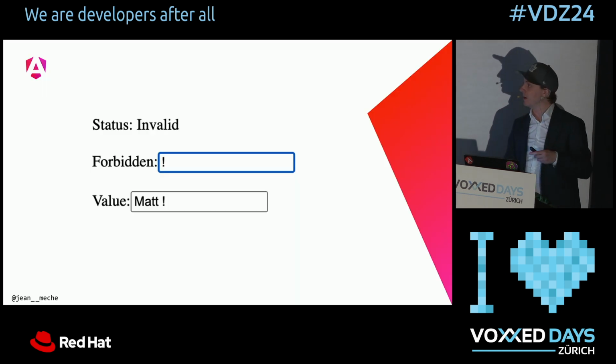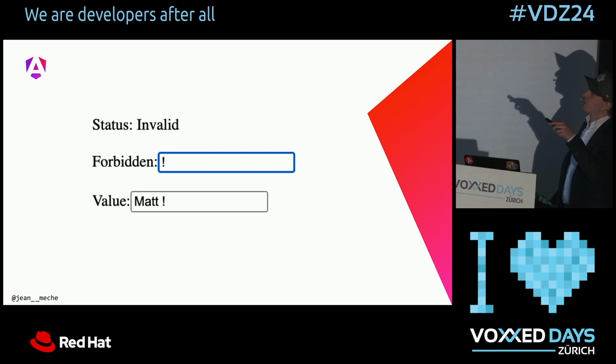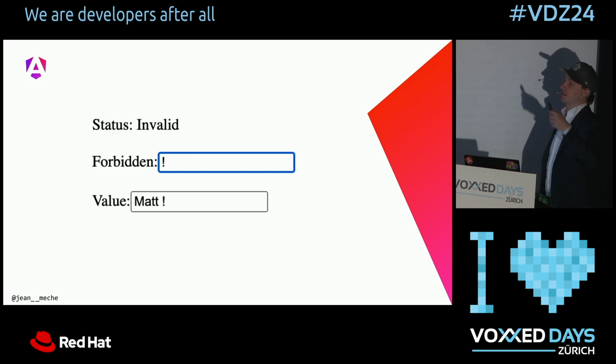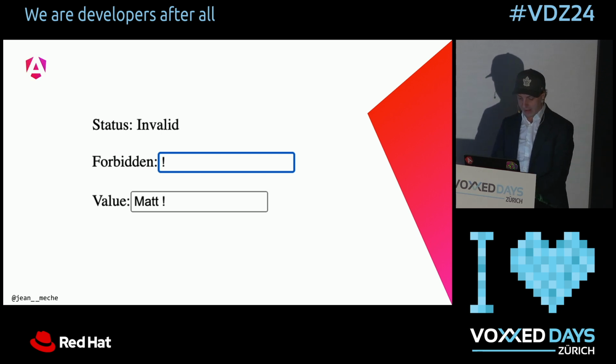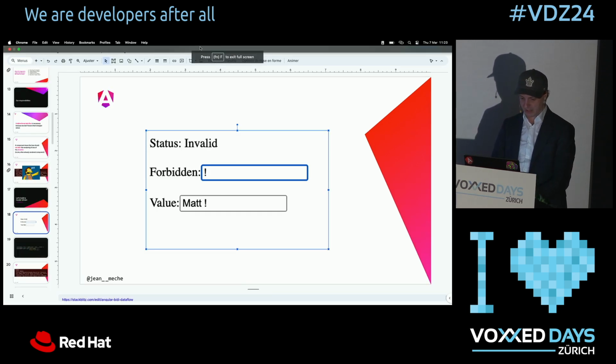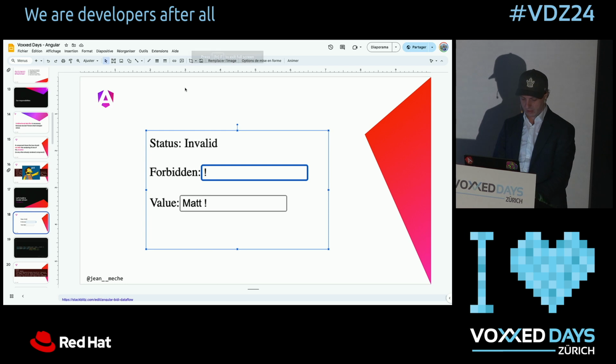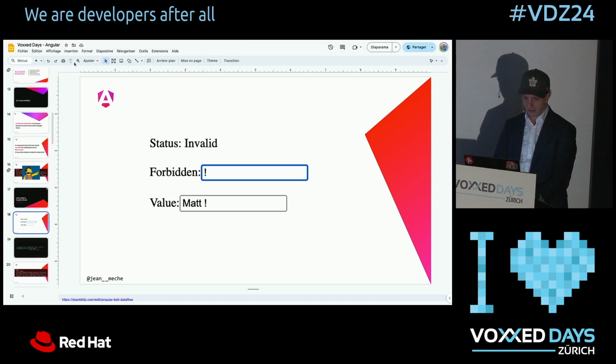And why? Because you see that first we have invalid, the status, I mean, and down you have the field that actually influences the value. And I can show you this directly in the demo.